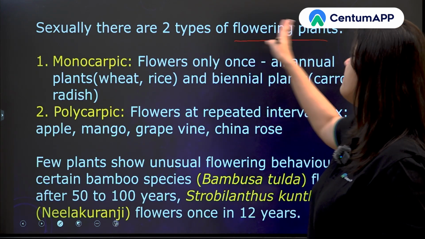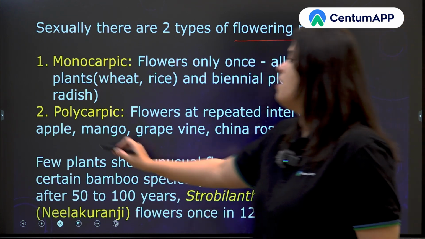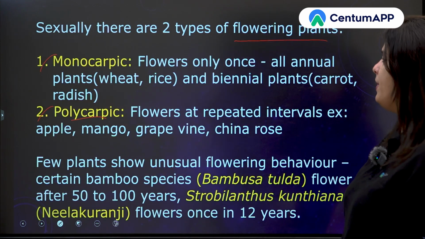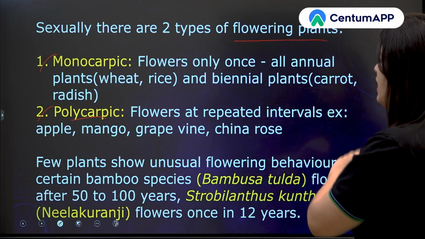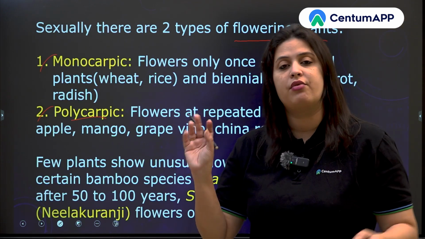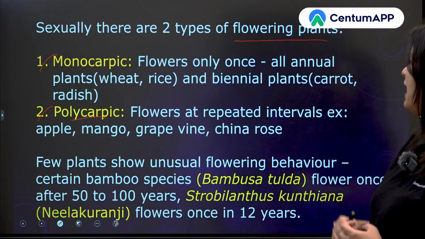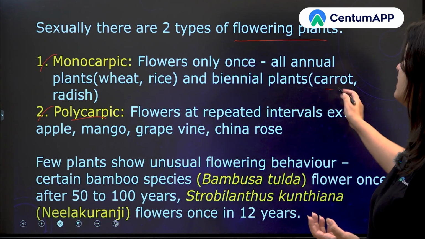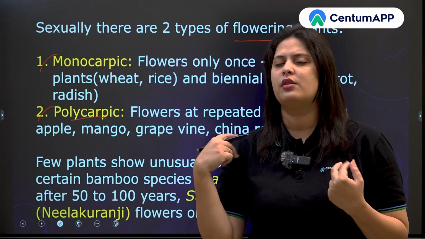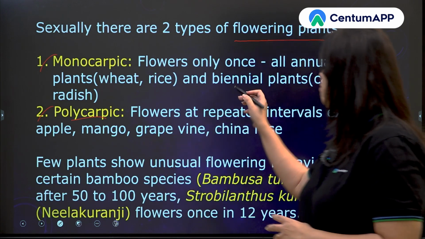So there are two types of flowering plants. One is monocarpic and the other one is polycarpic. Monocarpic flowers only once. So they're all annual plants. In the entire year, it flowers only once. Examples are wheat, rice, and biennial plants, carrot and radish. So monocarpic, actually, can flower once or only twice in a year. That is known as monocarpic, also called biennial.